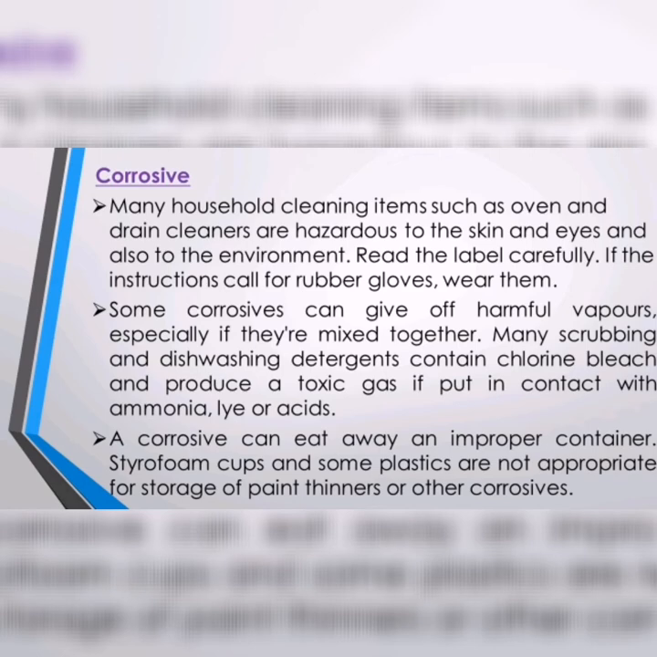Corrosive. Many household cleaning items such as oven and drain cleaners are hazardous to the skin and eyes and also to the environment. Read the label carefully. If the instructions call for rubber gloves, wear them. Some corrosives can give off harmful vapors, especially if they are mixed together. Many scrubbing and dishwashing detergents contain chlorine bleach and produce a toxic gas if put in contact with ammonia, lye, or acids. A corrosive can eat away an improper container. Styrofoam cups and some plastics are not appropriate for storage of paint thinners or other corrosives.